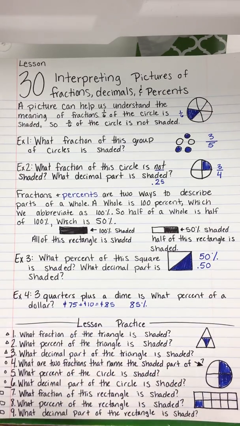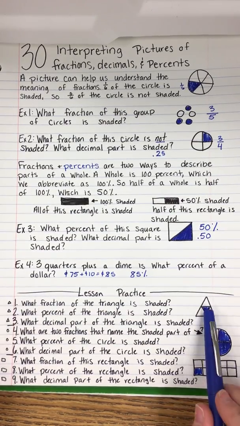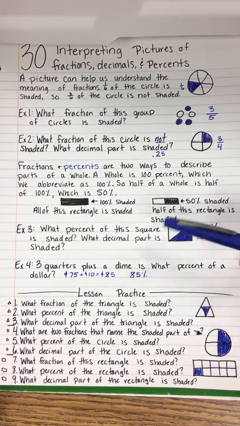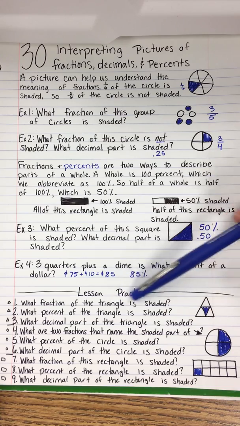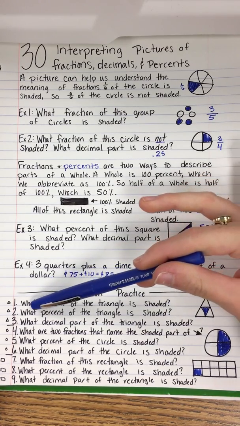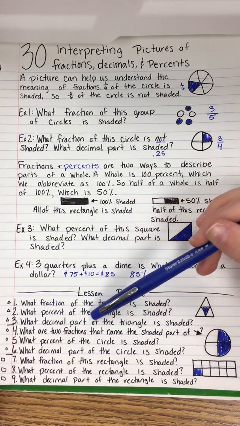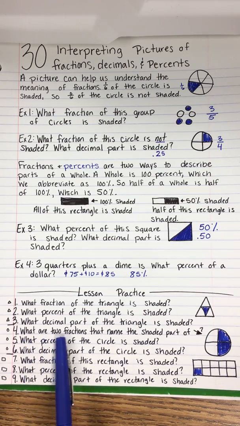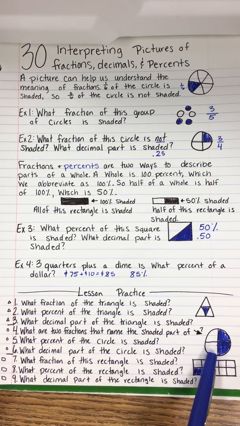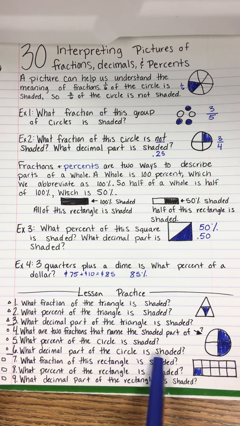And then you have your lesson practice. For this lesson practice, I have these 3 shapes that you'll need to draw, and then there's 3 questions per shape. Number 1 says, what fraction of the triangle is shaded? Number 2, what percent of the triangle is shaded? Number 3, what decimal part of the triangle is shaded? Number 4 goes with the circle. What are 2 fractions that name the shaded part of the circle? Number 5, what percent of the circle is shaded? Number 6, what decimal part of the circle is shaded?